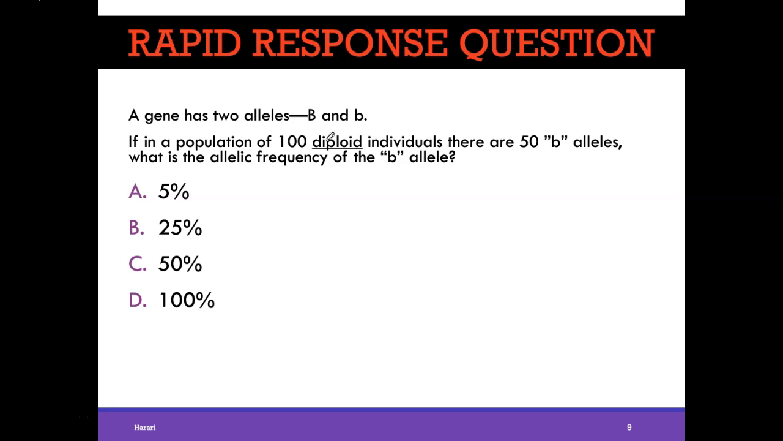So we know there are 100 diploid individuals. Each individual has two alleles for a given trait. So that means there are 200 alleles total in this population. That's the first part of the problem because it's diploid individuals. There are 50 little b alleles. So if you did 50 divided by 200, that is 25%. So the frequency of little b is 0.25.